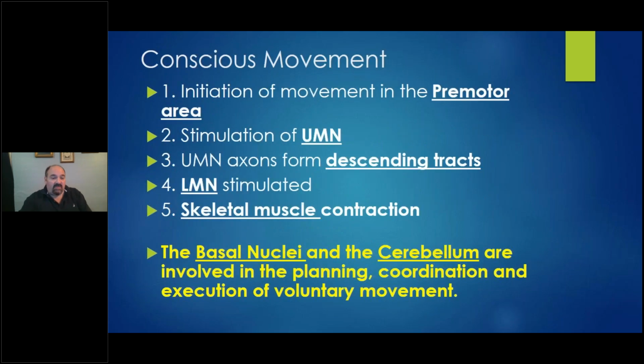So conscious movement, this is cool. You'll have initiation of the movement in the premotor area, anterior to the precentral gyrus, with stimulation of an upper motor neuron. The upper motor neuron axons form descending tracts, leading to the lower motor neurons, which go out via the peripheral nervous system to the skeletal muscle and allow for contraction to take place. The basal nuclei and the cerebellum are all involved in the planning, coordination, and execution of this voluntary movement.